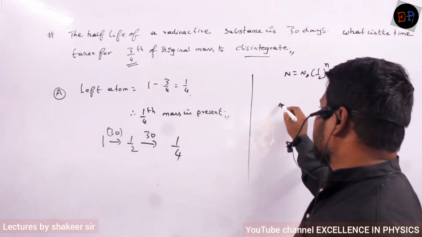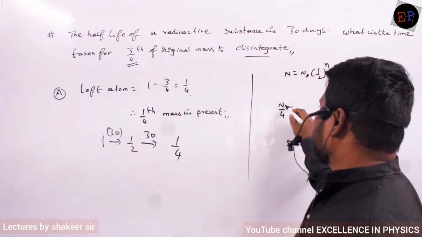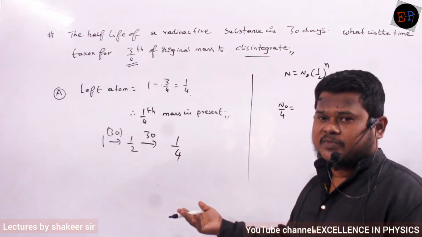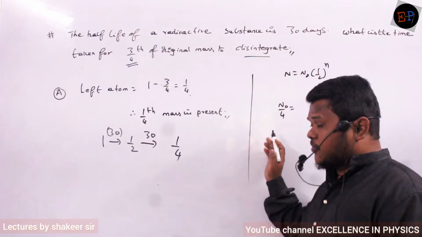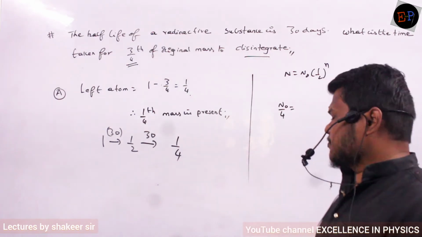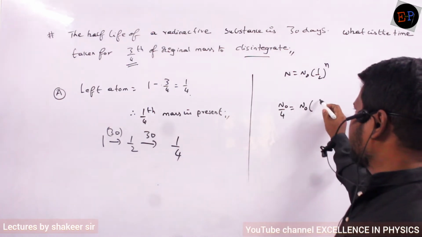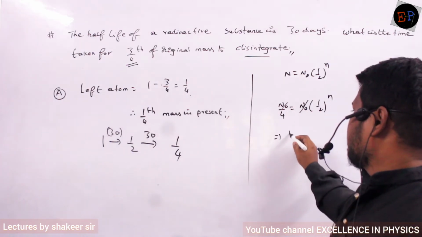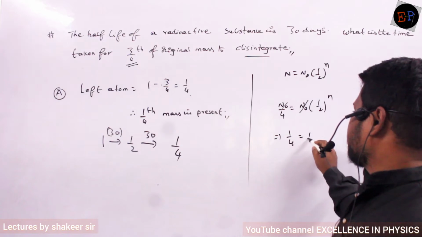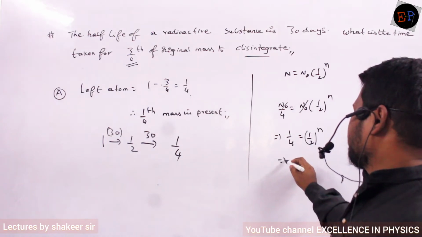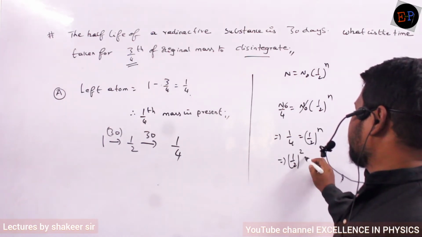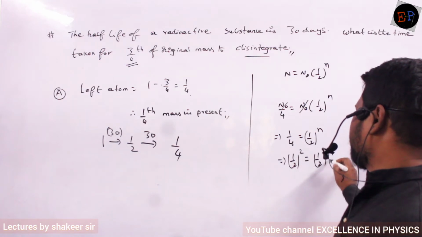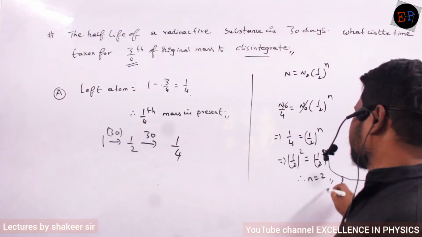So you can write n by 4, or n naught by 4, where n naught is the original number of atoms. So n naught by 4 atoms are ready for disintegration. So this is equal to n naught multiplied by (1 by 2) power n. N naught you cancel. So 1 by 4 is equal to (1 by 2) power n. 1 by 4 can also be written as (1 by 2) whole square, no? So (1 by 2) power n. So therefore what is n? N is equal to 2.